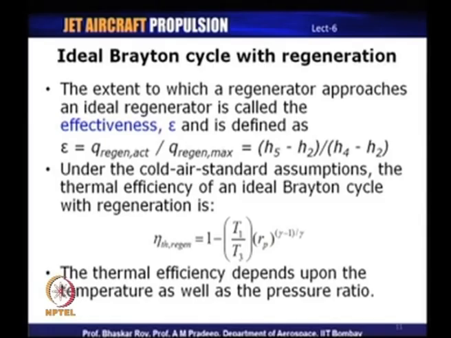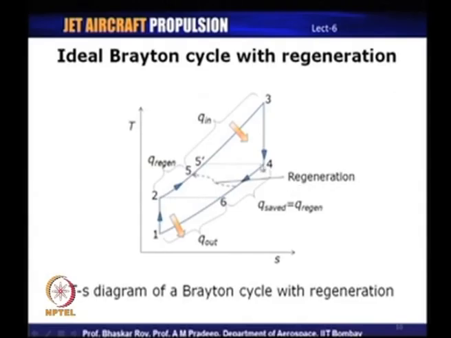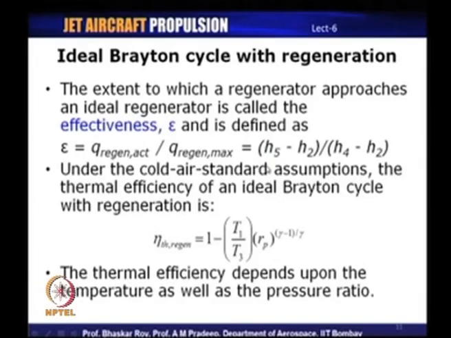Now, the extent to which a regenerator can approach an ideal regenerator: if we have an ideal regenerator, the amount of heat that can be transferred is between states 4 and 2. That is, H4 minus H2 would be the maximum regeneration possible. That is, this much heat can be recovered. Well, as we know, in actual practice that will not be possible. Actual heat regenerated would be up to a temperature lower than the maximum temperature. So Q regeneration actual would be H5 minus H2. The maximum regeneration possible is H4 minus H2.